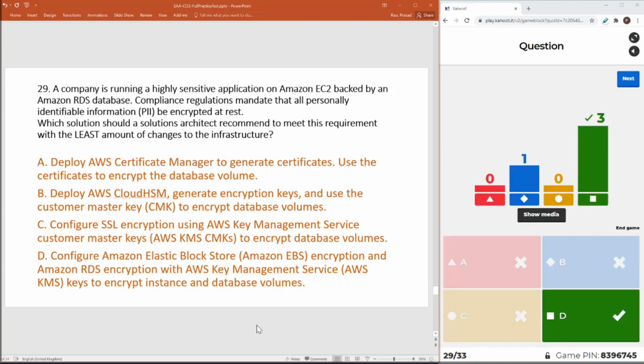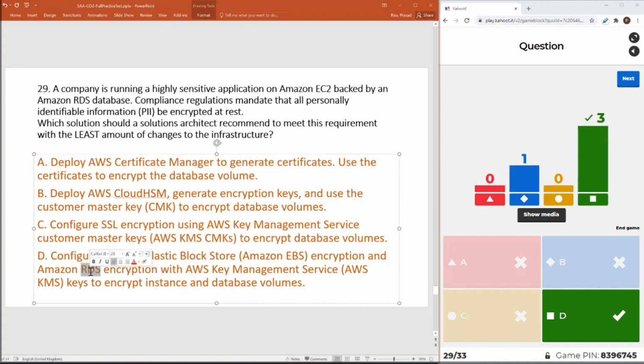Yep. Three of you got it right, which is configure EBS and RDS with KMS. So there are two key points in the question. The first is encrypted at rest, and that is why option C is not the right answer, because SSL is mainly encryption in transit. That's mainly the layer through which you encrypt the data and send it securely. For rest, it is where the data is stored. The data is stored on EBS and RDS, so that needs to be encrypted.